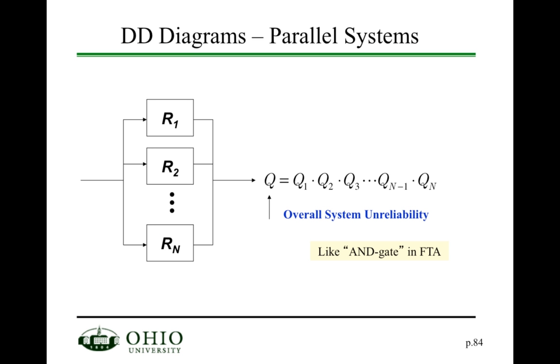On the other hand, you have parallel systems, and in parallel systems, the unreliability of the parallel system is the product of the individual unreliabilities. What you see here is that if system 1 breaks, there are still n-1 other paths that allow you to go from this spot to that spot. So the only time you have no path from the input to the output is if all of them break. Hence, the overall system failure is the product of the individual system failures.